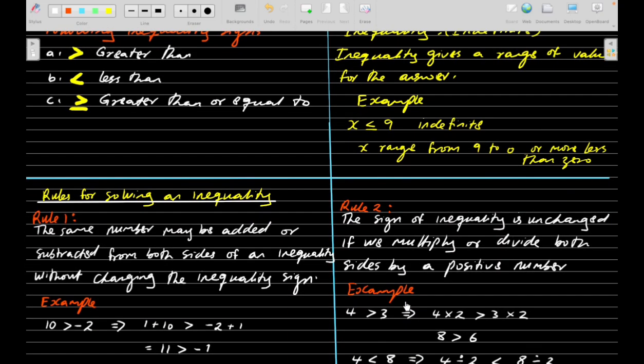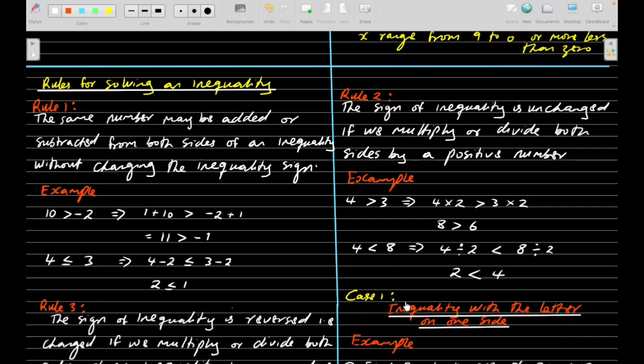Now let's discuss the rules for solving an inequality. What are the rules we need to follow when we are solving for a value in an inequality? The first rule says that the same number may be added or subtracted from both sides of an inequality without changing the inequality sign. For instance, if you have 10 greater than minus 2, when you add 1 to both sides, that is 1 plus 10 greater than minus 2 plus 1, we have 11 greater than minus 2. Your sign of inequality still remains the same.